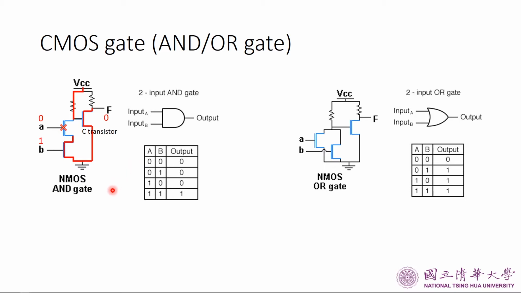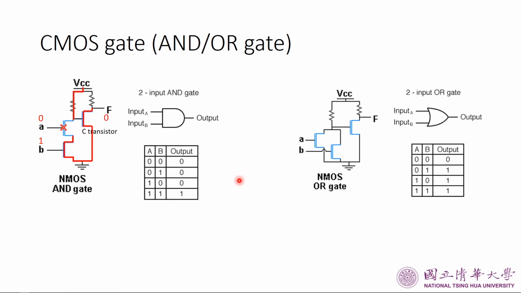On the other hand, if one of the inputs is 0, ground voltage will not connect to the gate of the C transistor, and VCC will open the C transistor, resulting in the ground connecting to the F terminal, and the output will become 0. And this is the truth table of the AND gate.